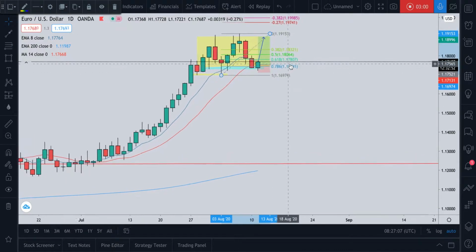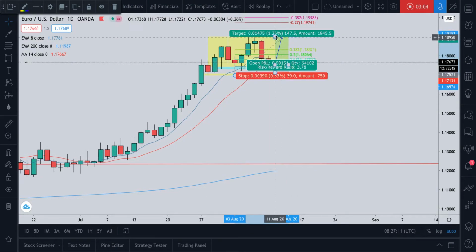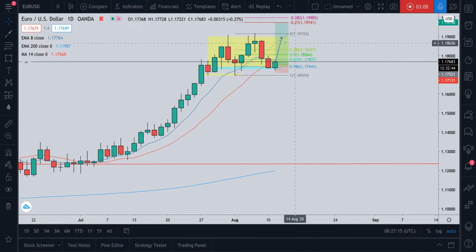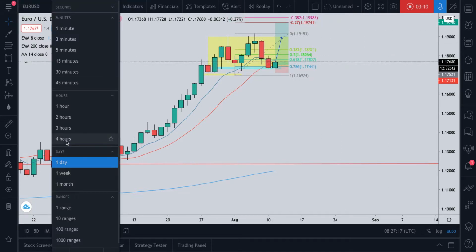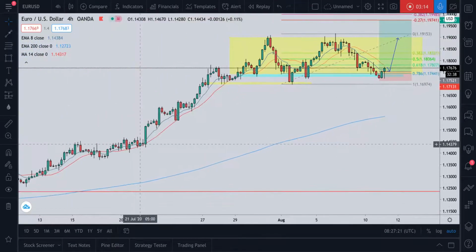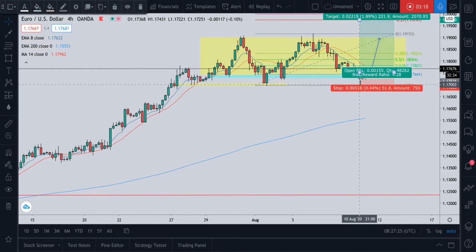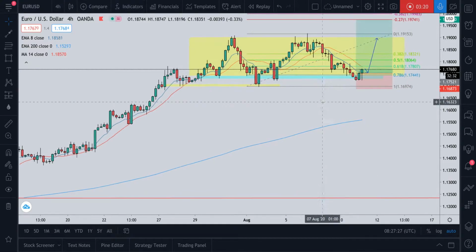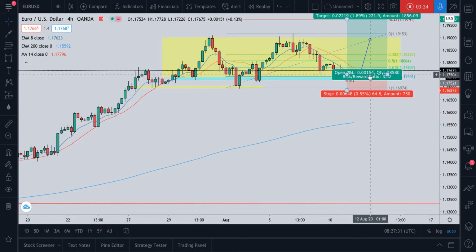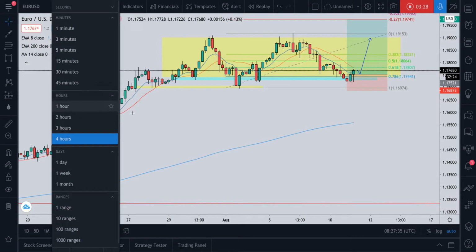We're seeing price respecting the 78.6%. So our target is going to be 0.27. That's around that level. And let me break it down to a lower time frame so you can see. So our stop loss is going to be around there, around that previous low. So that's a good risk to reward. That's around 1:3.5. So that's a good trading setup.